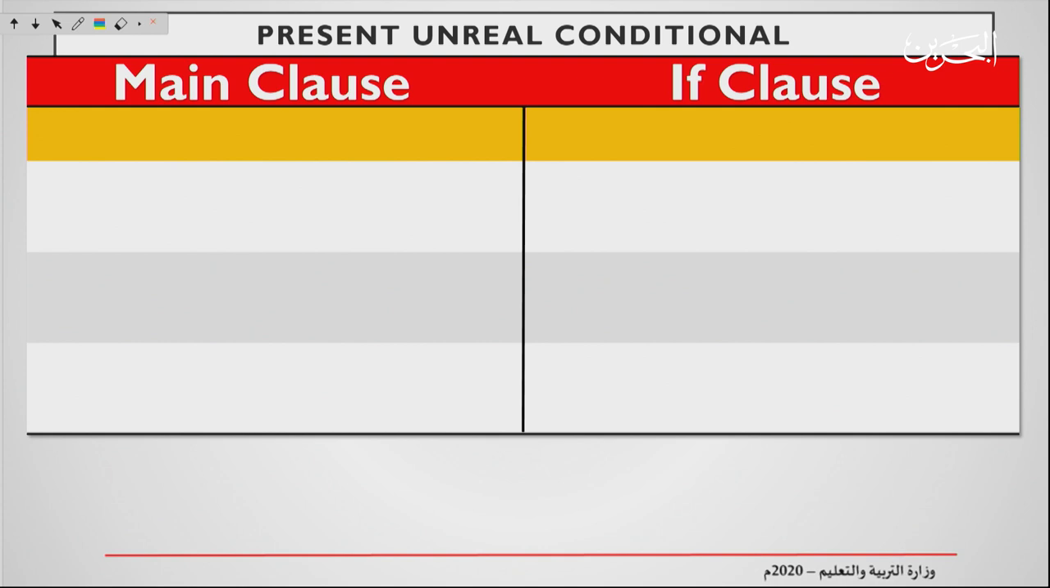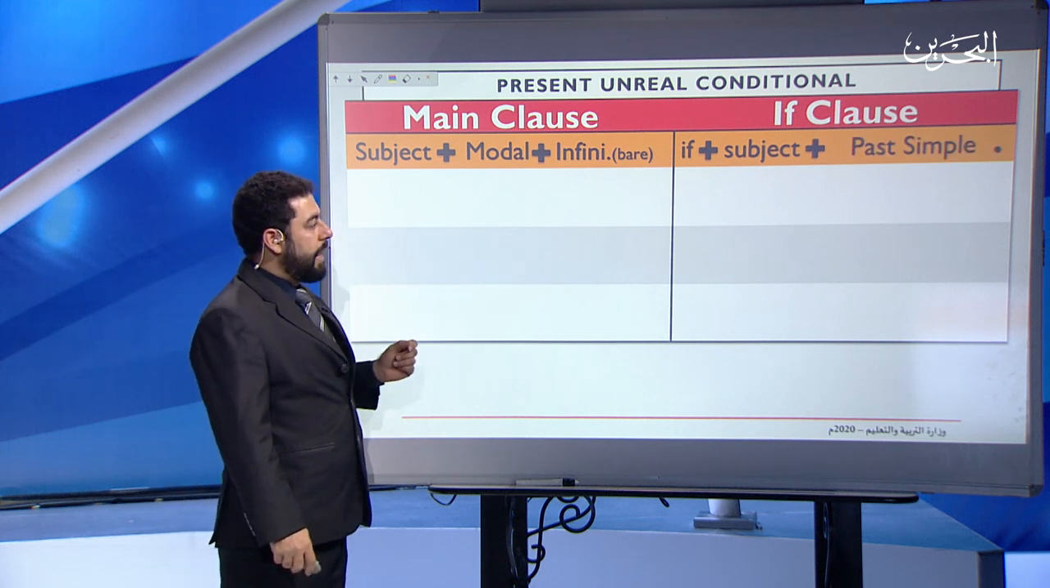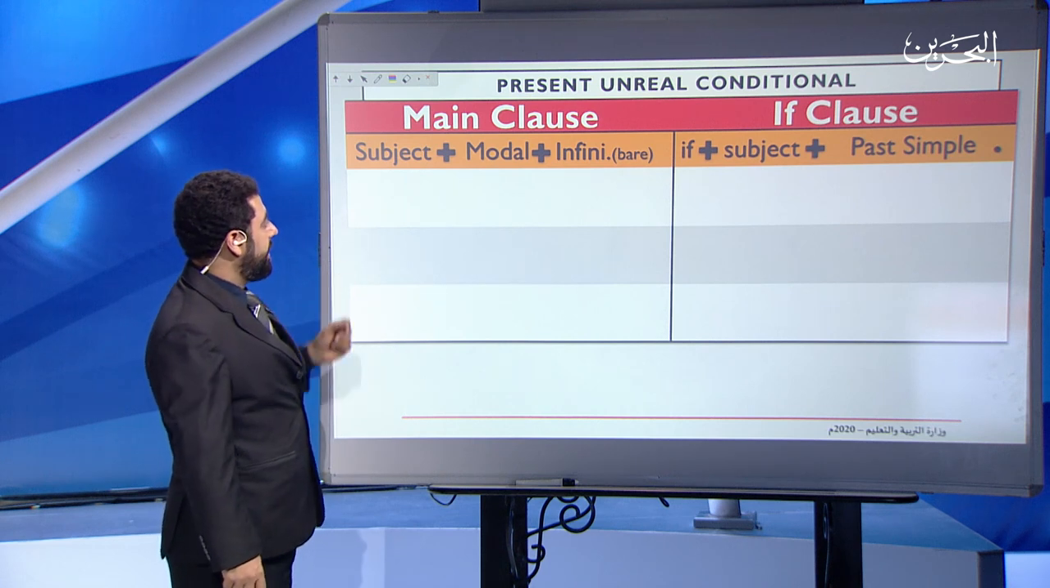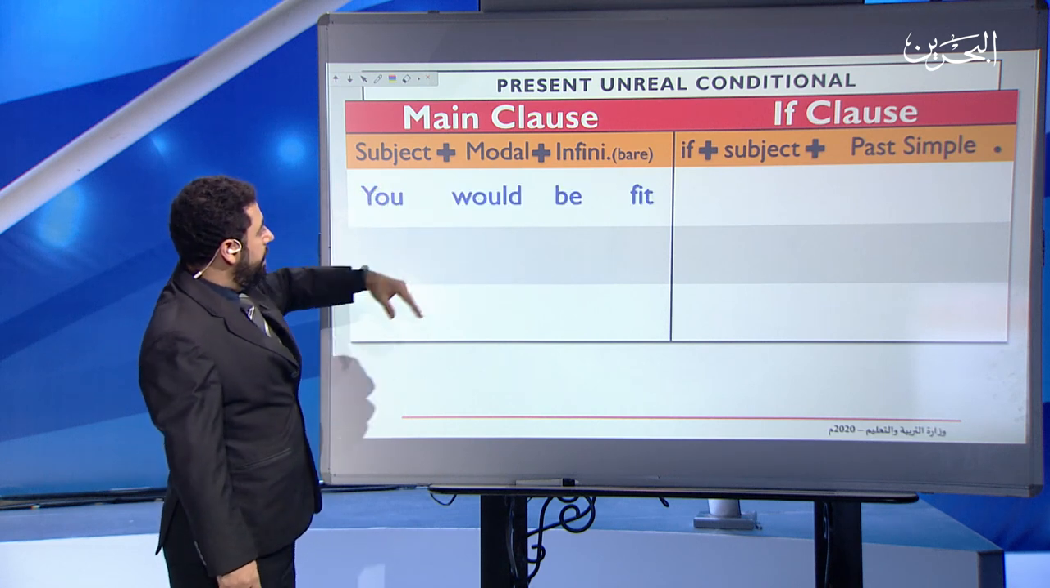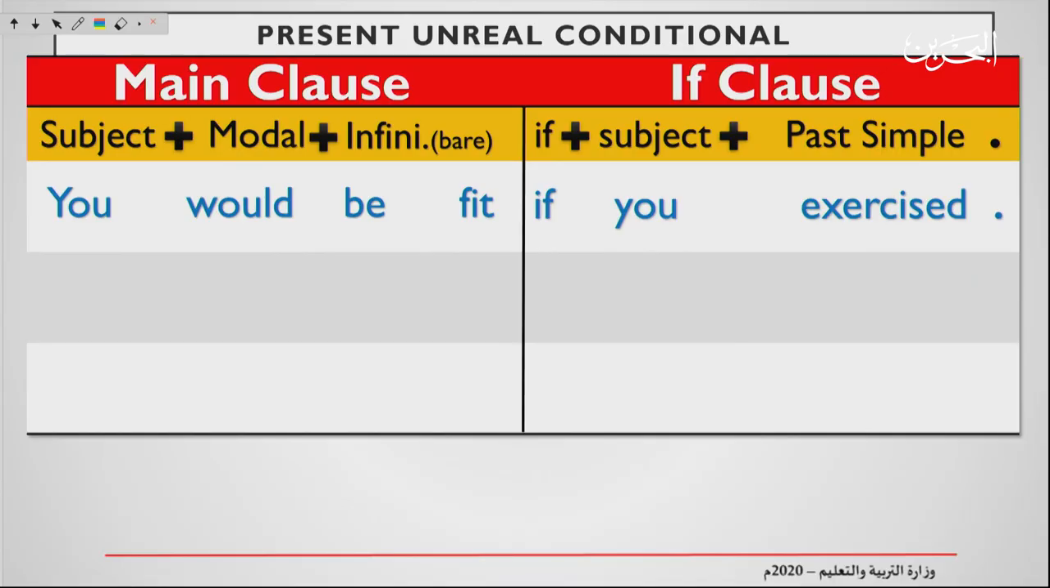So now I have switched. I'm going to start with the main clause and then the if clause. So I start with the subject plus a modal plus infinitive bare and then if without a comma. I do not add a comma here. If and then a subject, then a past simple, and last, a full stop. So let's check the example. You would be fit, okay, if you exercised. You have to note that there is no comma in here. All right. A second example.